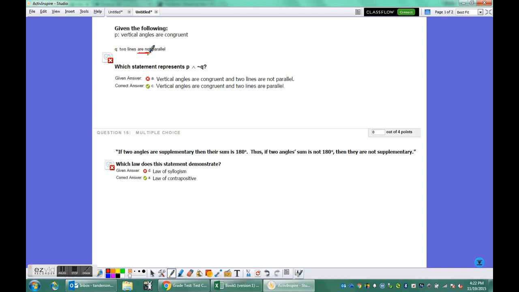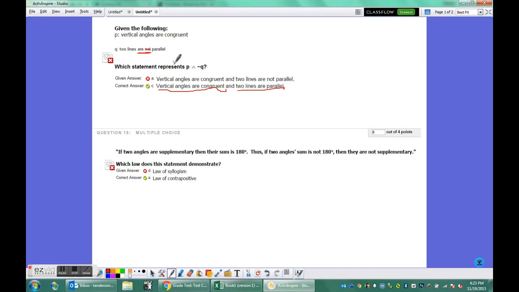Okay, so when I go to write out P and not Q, remember that negation symbol, that little squiggly, means that I've got to have the opposite meaning. Since it already has a not, that means I have to take it out when I'm doing the negation. So that's why in this case we have vertical angles are congruent and two lines are parallel. It's almost like you have a double negative. Two lines are not parallel, so they cancel out and you're just left with two lines are parallel.